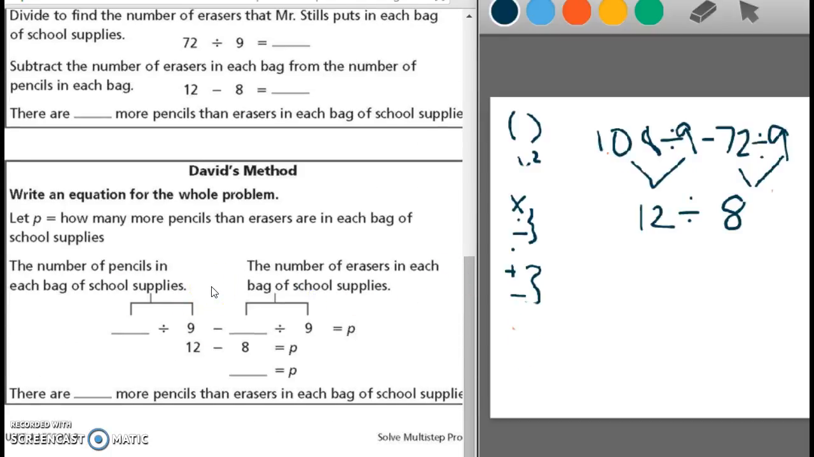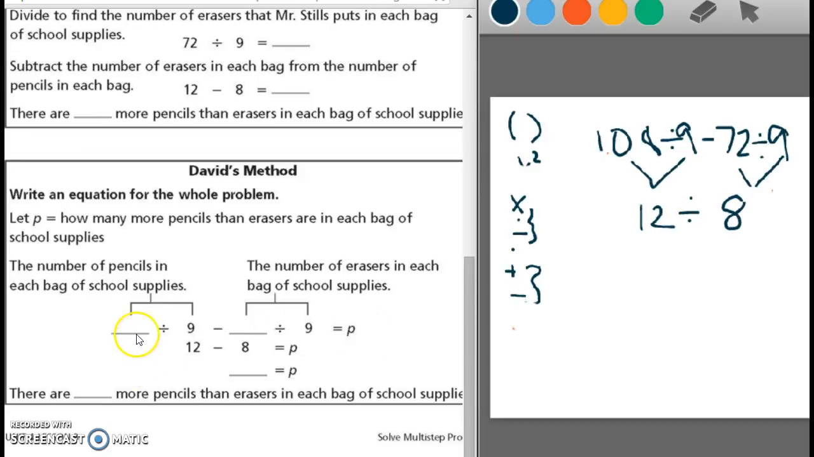Alright, so let's look at what David has done now. So David has the same problems that Nicole had, except he's putting them all in one line, trying to use the order of operations. So he's looking up here and saying, let P equal how many more pencils and erasers are in each bag of school supplies. So you see right here, he has equals P. So we already did all this math, so I don't need to redo it all.